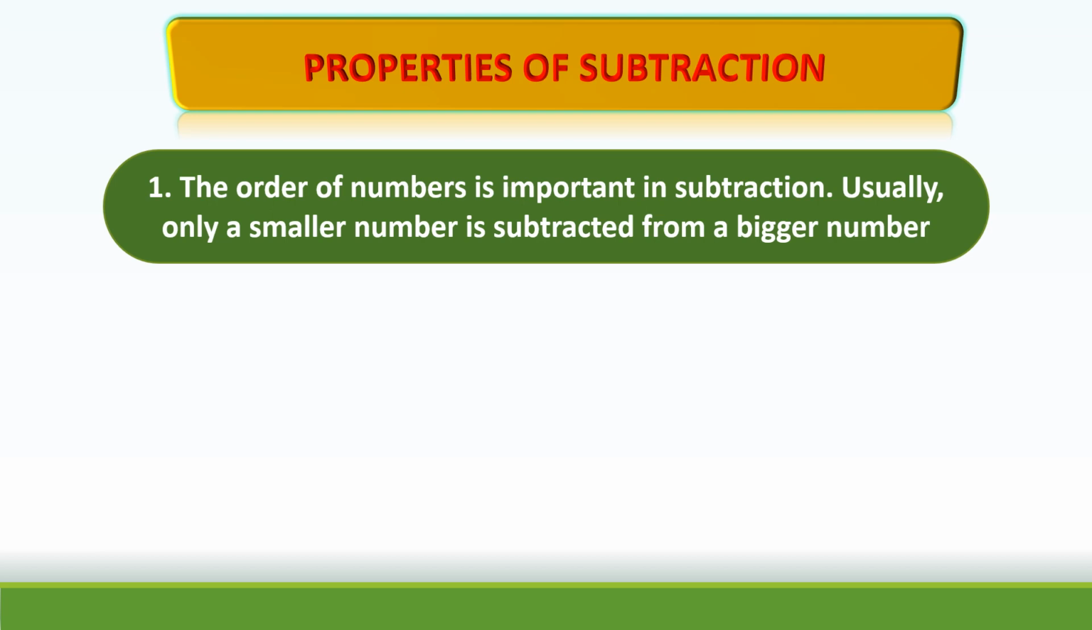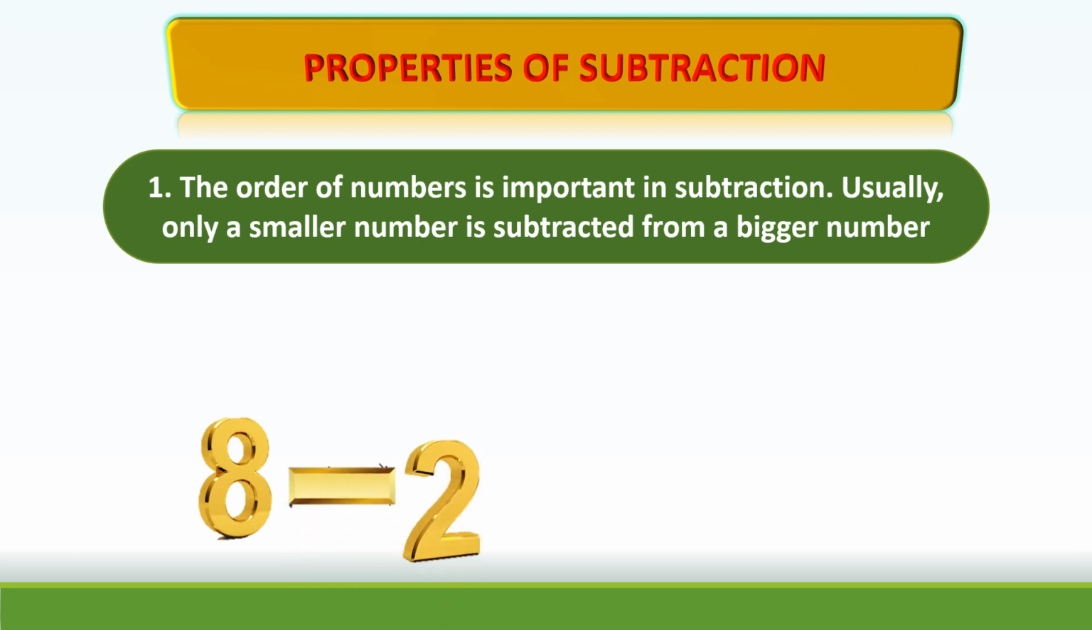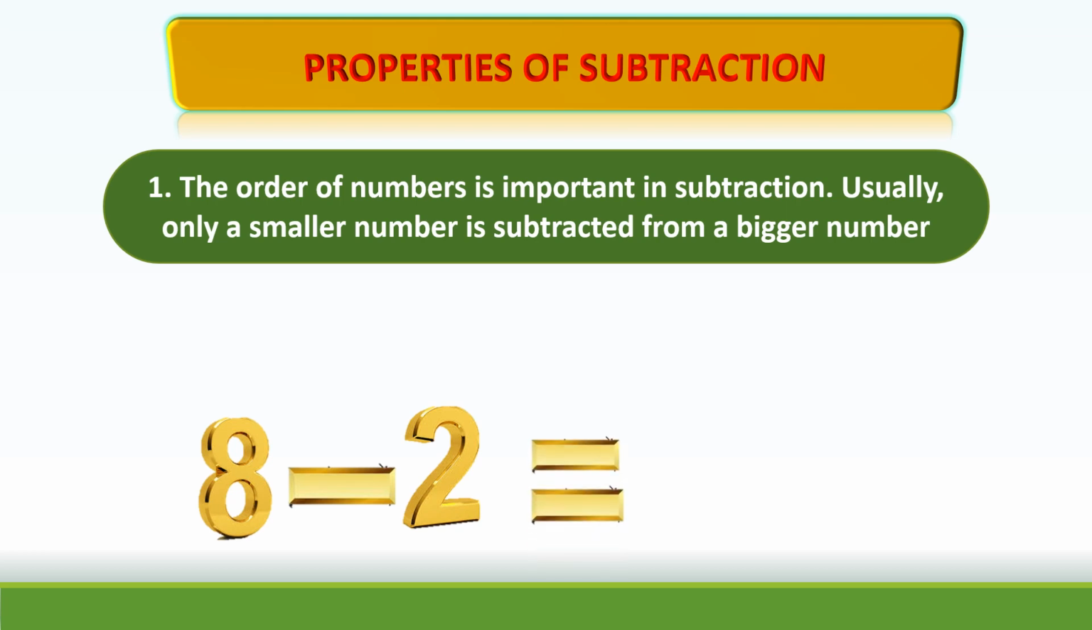So let's see the example. Here we have number 8. We need to take away 2 from 8. So what remains? We get answer 6. When we take away 2 from 8, the answer is 6.